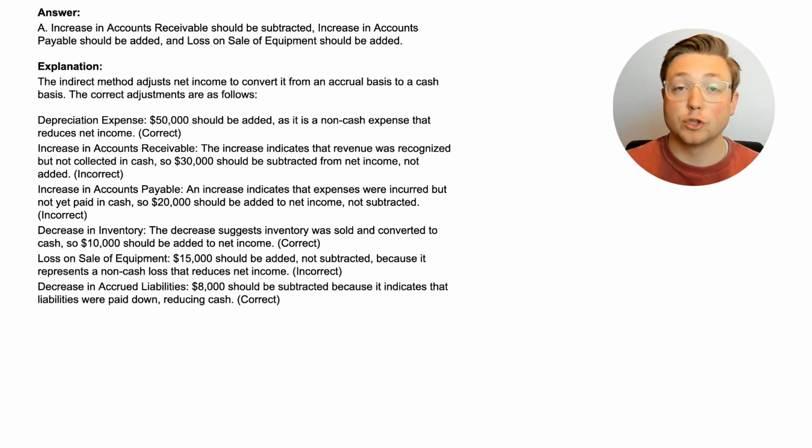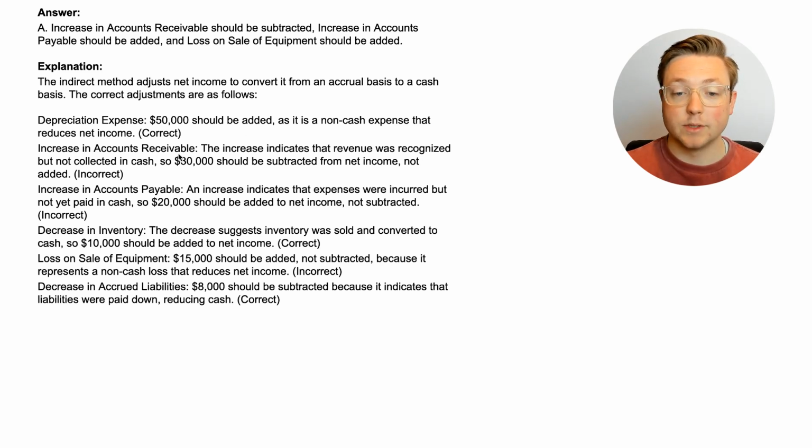Increase in accounts receivable should be subtracted, increase in accounts payable should be added, and loss on sale of equipment should be added. So let's walk through this. They have the depreciation expense. They added that, and that is correct because a non-cash expense that reduces net income should be added back to represent that it didn't actually affect cash.